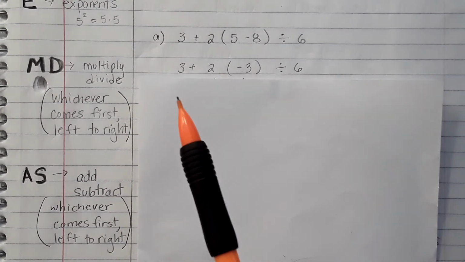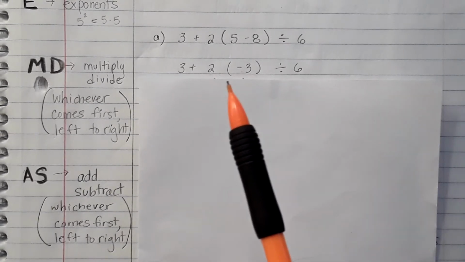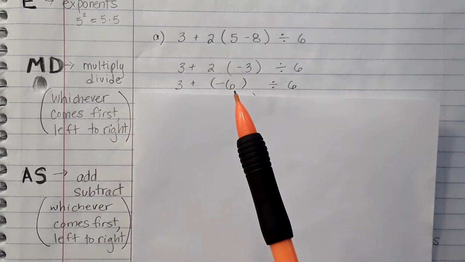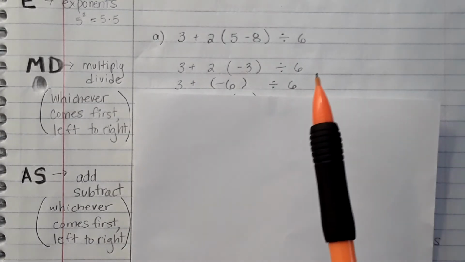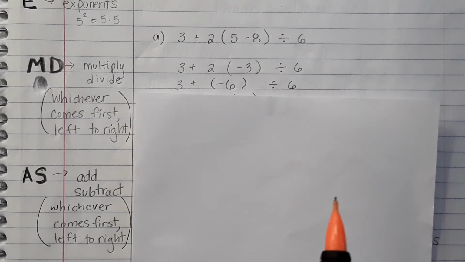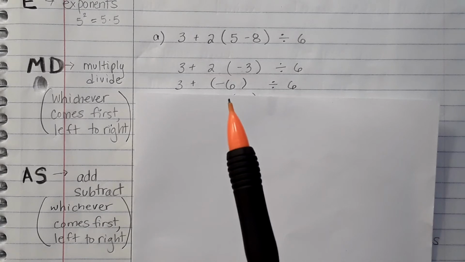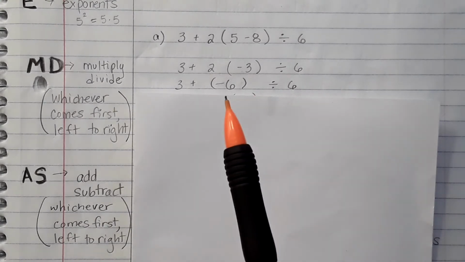So remember, whatever comes first, left to right. What comes first? 2 times -3 to give us -6. Remember, we're bringing others just down. And then again, we're not done. Left to right, MD, multiply and divide.